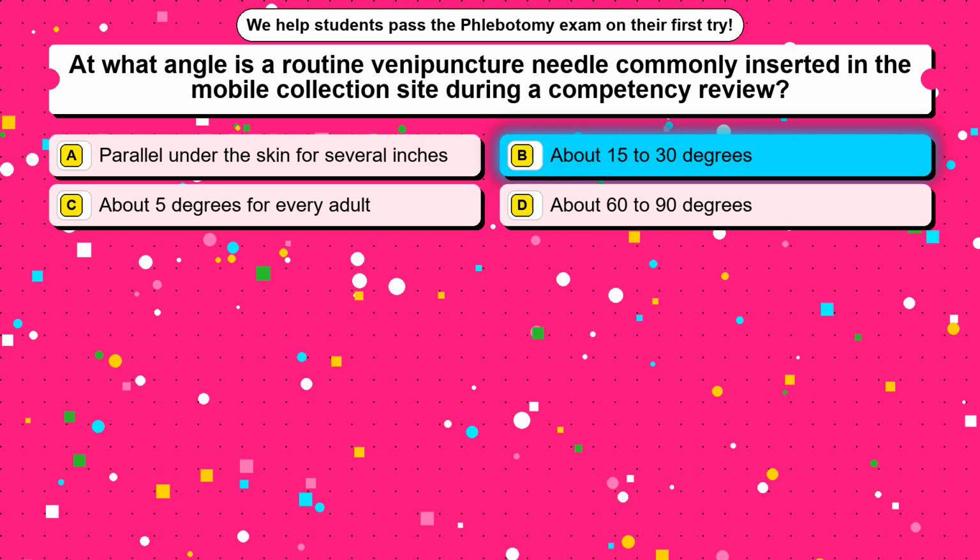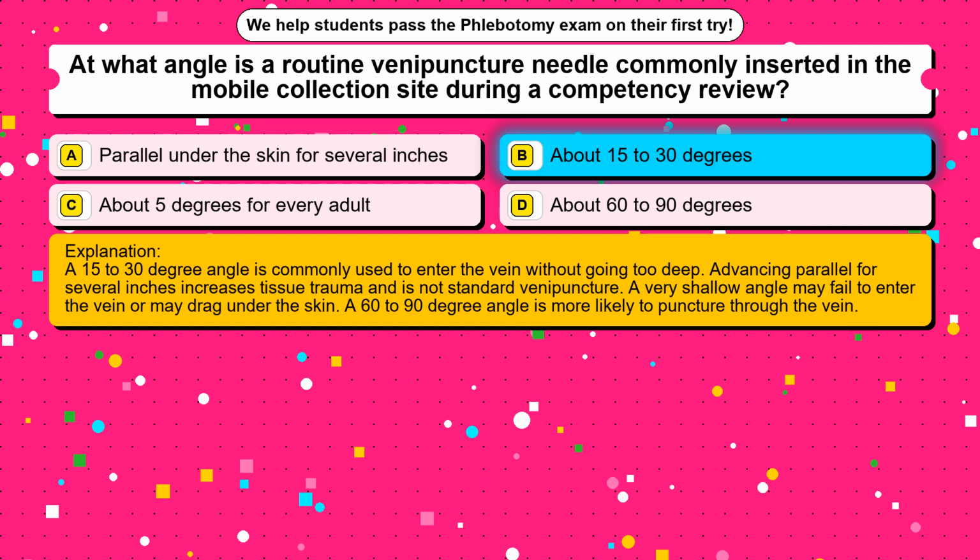The correct answer is option B. About 15 to 30 degrees. A 15 to 30 degree angle is commonly used to enter the vein without going too deep. Advancing parallel for several inches increases tissue trauma and is not standard venipuncture. A very shallow angle may fail to enter the vein or may drag under the skin. A 60 to 90 degree angle is more likely to puncture through the vein.